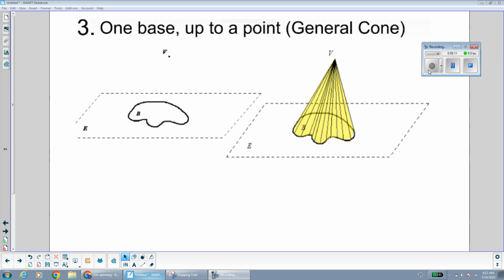Other than parallel bases and rotations, our third way to go from a 2D shape to a 3D solid is by starting with a base and going up to a point. And as you can see here, we have a cone when we do that, because a cone has a base, and it has a point.